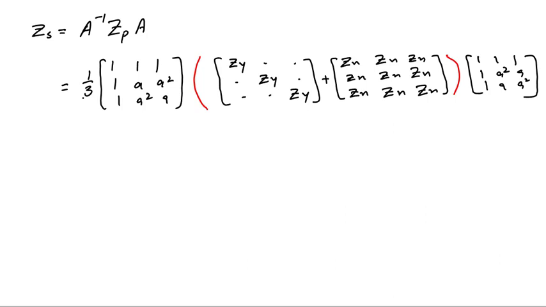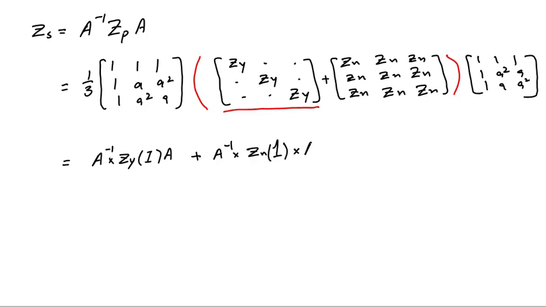So memorize these two matrices because we are going to frequently use them in our discussion of unsymmetrical fault analysis. Now we are going to multiply these two matrices with each other. If we look at this matrix by taking ZY common, that will become the identity matrix. So here we can write it as A inverse matrix into ZY into identity matrix into A matrix plus A inverse matrix multiplied by, if I take Zn common, the rest of the matrix in which all the entries are 1. We can write it as the ones matrix into matrix A.